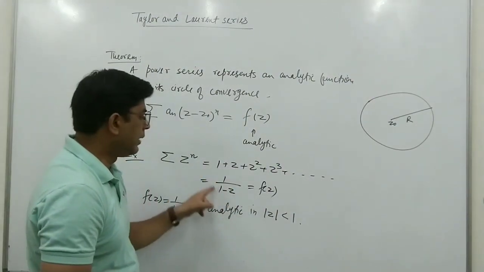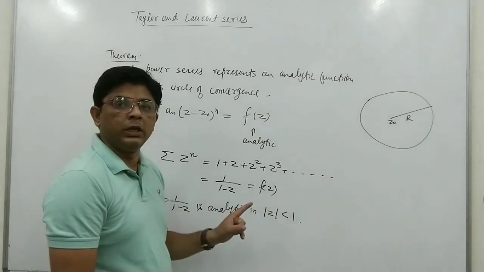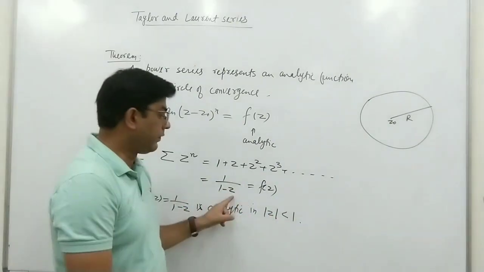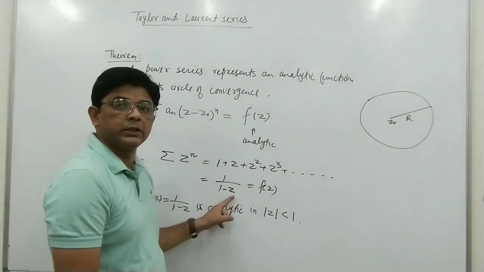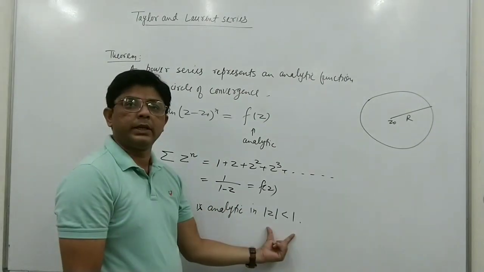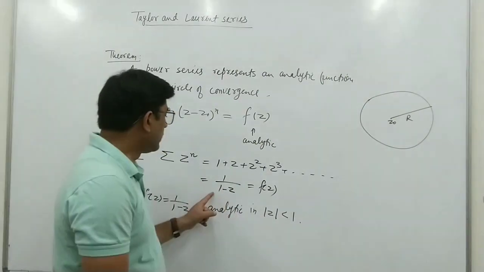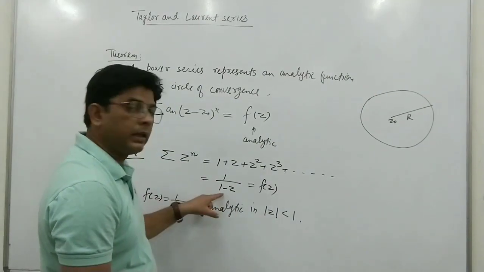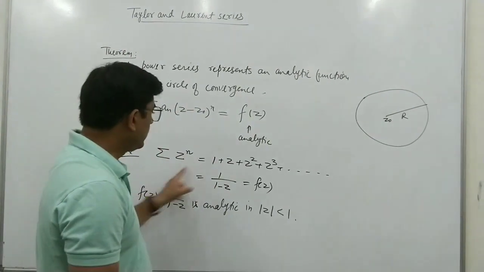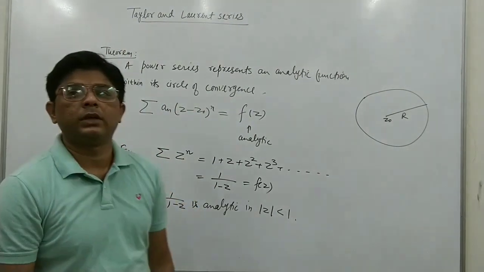So this function 1 upon 1 minus z will be analytic, because there is only a point z equal to 1 at which this function will not be analytic. The function will not be defined and hence it will not be analytic. But z equal to 1 is not inside this domain, inside this circle. So this power series represents an analytic function in this circle of convergence.